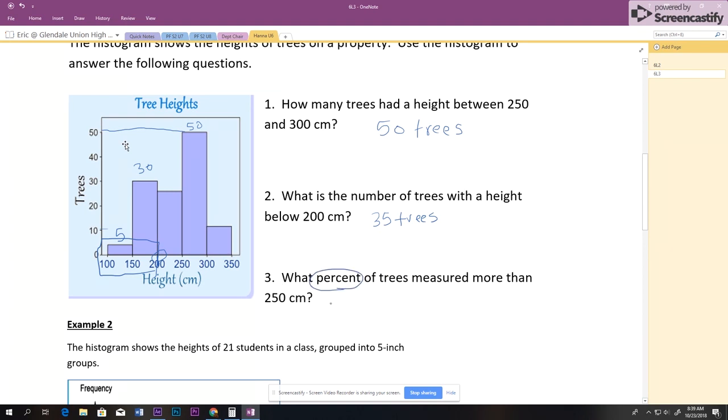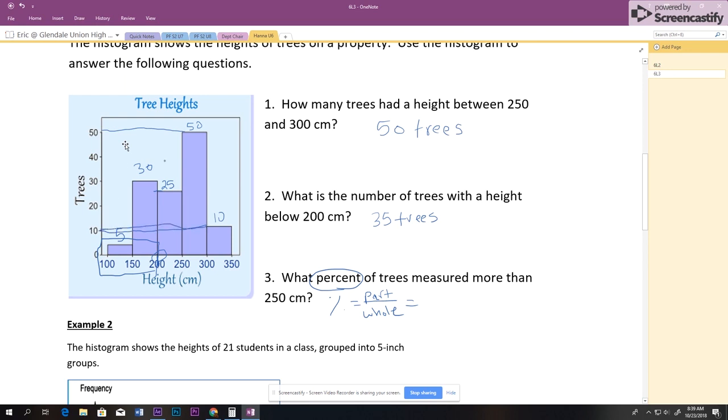Okay, next is what percent of trees measured more than 250 centimeters? Well, the percent means the part that we're looking at over the whole piece. So the part we want is more than 250, but we need to know what the whole is first. So we have 5, we have 30. Let's find this one. It's in between 20 and 30, so we'll go 25. And this one we'll say is 10.